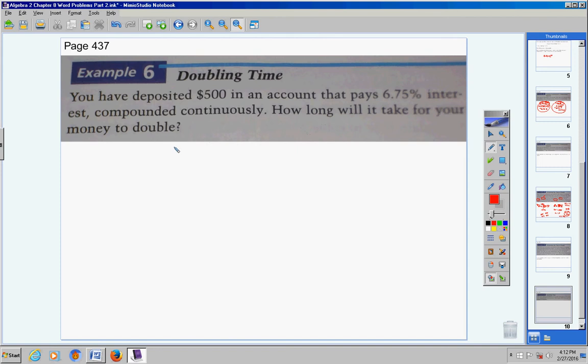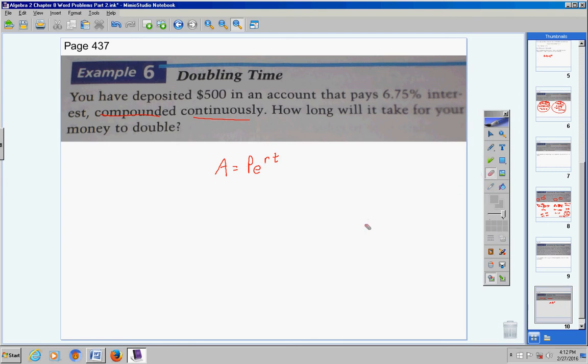So let's stop, let's breathe, and think to ourselves. Step 1, I've got to write down the formula I'm going to use. How do I know it's this formula? Because it says compounded continuously. If it was any other compounding, you would use this formula here. Don't forget that, okay? But because it's compounding continuously, then we know we're going to use this formula right here.